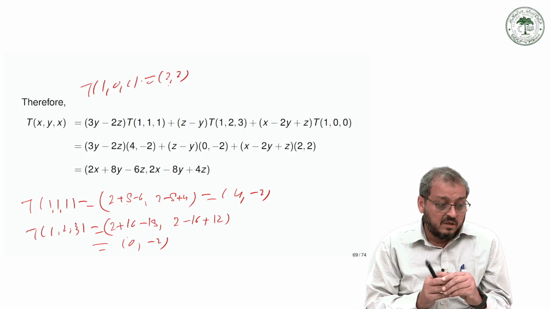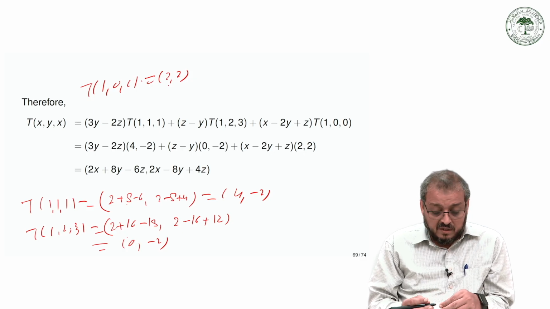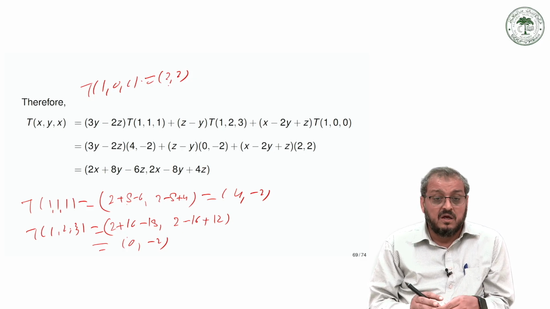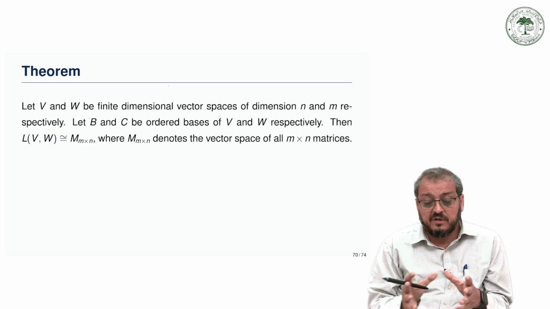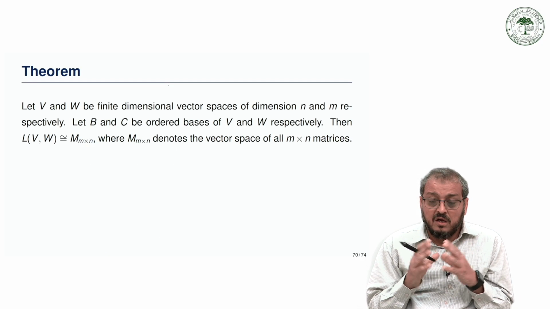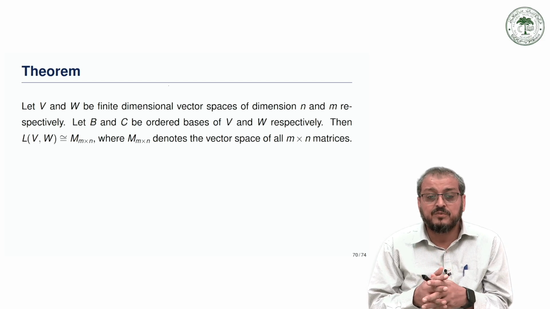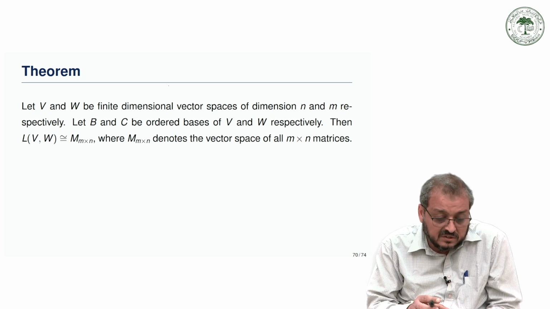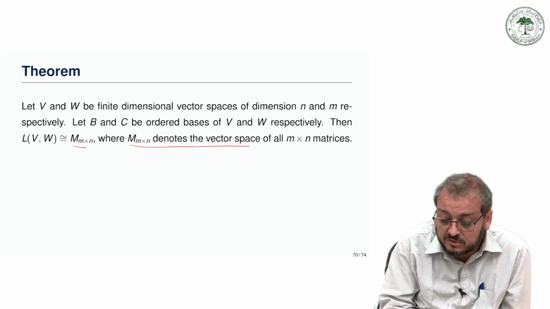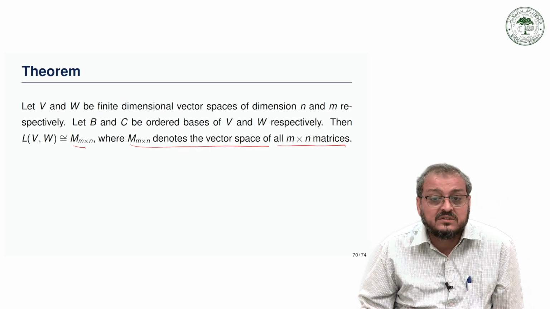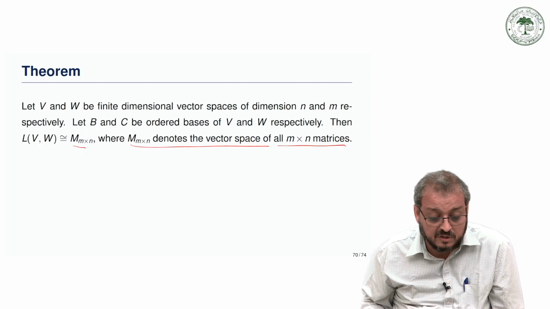Now I just move to one more result for the end of this part. We say that V and W are finite dimensional vector spaces of dimensions n and m respectively, and B and C are the ordered bases for V and W respectively. Then we can say that L(V, W) is isomorphic to M_{m×n}, where M_{m×n} denotes the vector space of all m by n matrices. So this means we can generalize this into this form. Let us start the proof.